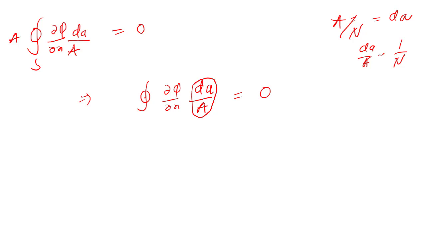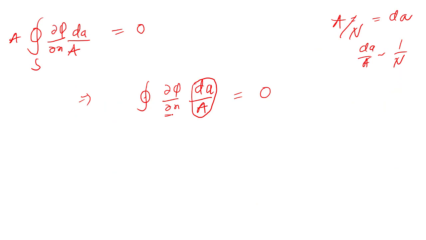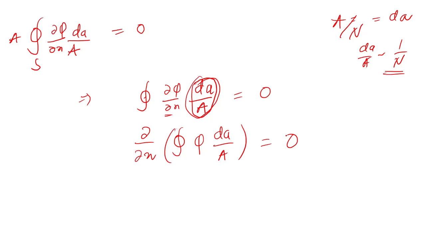We took out the vector part of dA through this n vector, so that is appearing as ∂/∂n here. So this itself is independent. It doesn't have any 1 over n dependence. So I can then write it as ∂/∂n of the integral of φ dA by A is equal to 0.